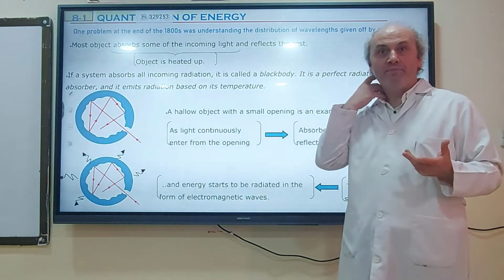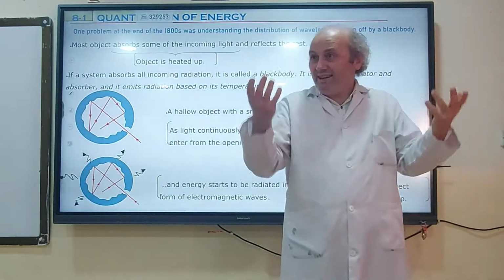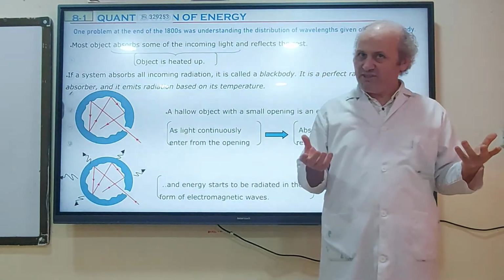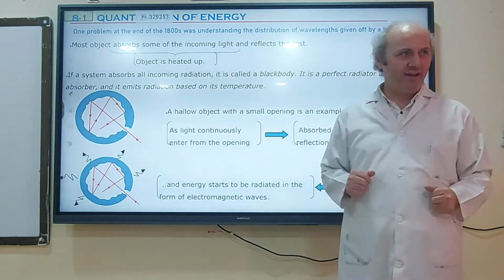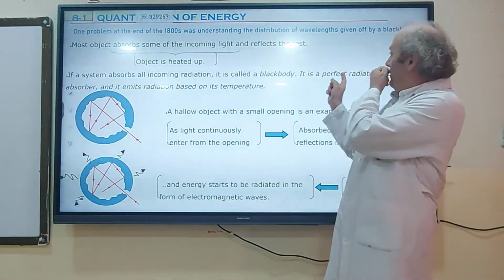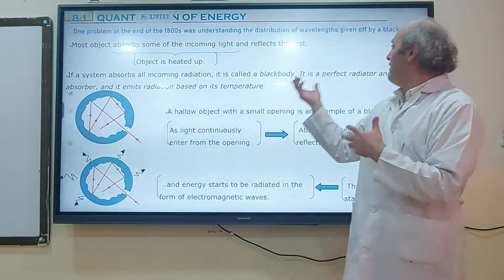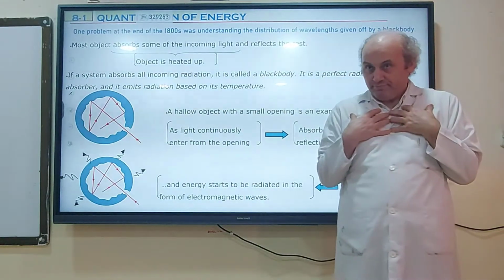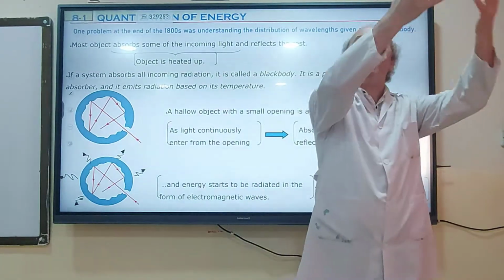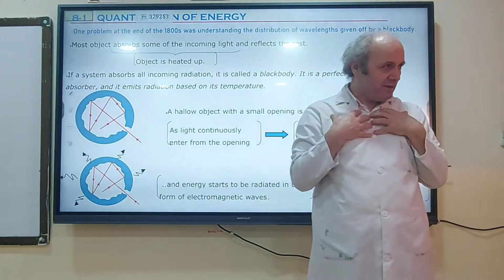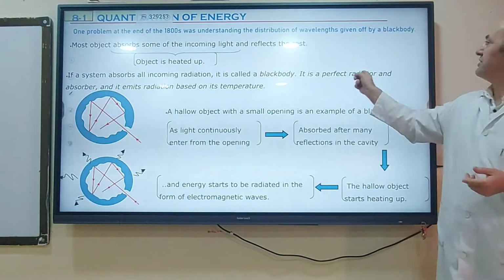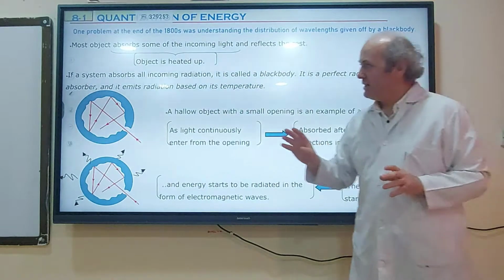But a blackbody is theoretically an object which absorbs all incoming radiation. But physicists always find a way. This is the blackbody. It's a perfect absorber. It takes all the radiation, but later it starts to give it out. It's a perfect absorber and at the same time a perfect emitter, which is called a radiator, a blackbody.